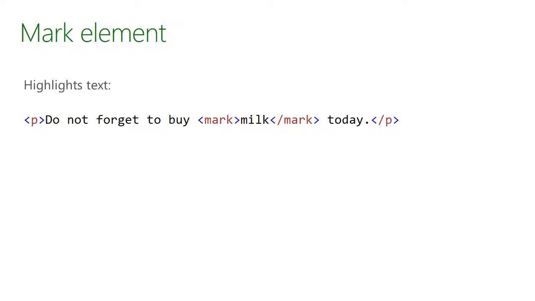Also worth mentioning the mark element, which I have seen come up at least in practice questions. So: do not forget to buy milk today. If you include the mark element around milk, that will basically highlight the word milk, the same way as if you had highlighted it with a fluorescent marker pen. Default color is yellow. You can change the color of it, but that's the mark element.